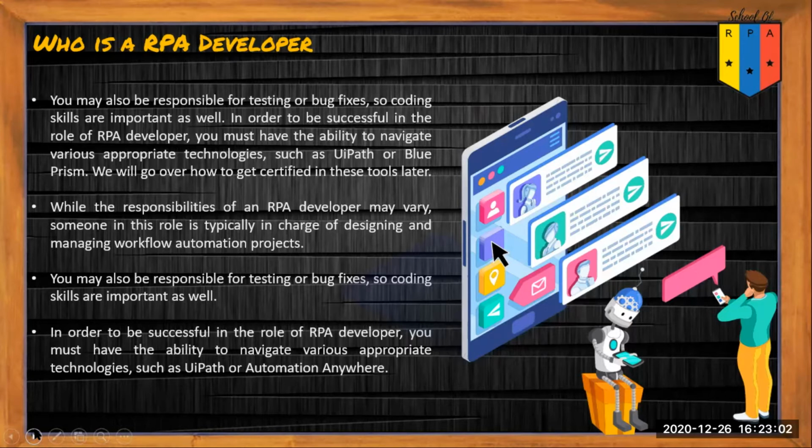While the responsibilities of an RPA developer may vary, someone in this role is typically in charge of designing and managing the workflow of automation projects. You may also be responsible for testing or bug fixes. So coding skills are important and so are testing skills. And in order to successfully navigate the role of RPA developer, you must have the ability to use various tools like UiPath or Automation Anywhere.